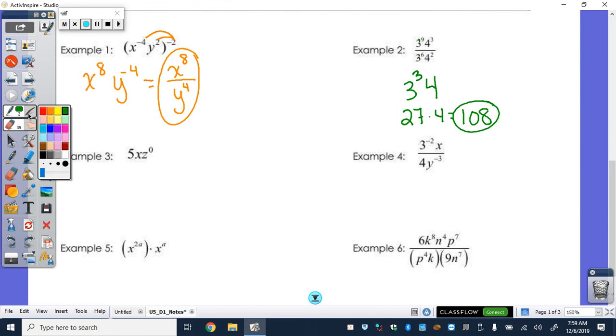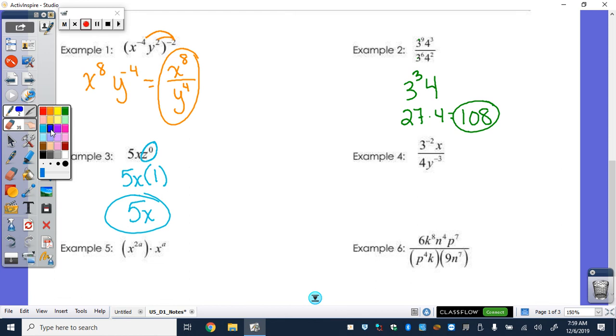Example 3, this is using our 0 exponent rule. However, the 0 exponent is only on the letter z. So 5x is going to stay as 5x, and that z turns into a 1. So it ends up being 5x times 1. So that's simply 5x.